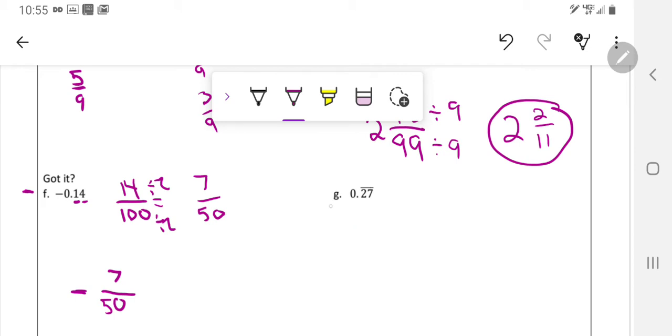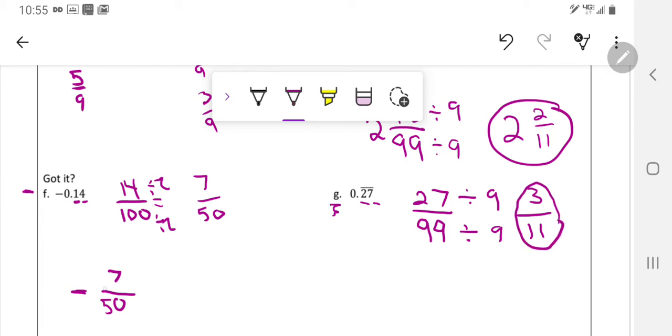Now, this next one is a repeating decimal. How many digits repeat? 1, 2. So we put the 27 on top, and we put how many nines? We put 2 nines at the bottom. Now, these are difficult to simplify sometimes, but it's nice when 9 goes into it. 9 goes into that 3 times, 9 goes into that 11 times. So our answer here is 3/11ths.